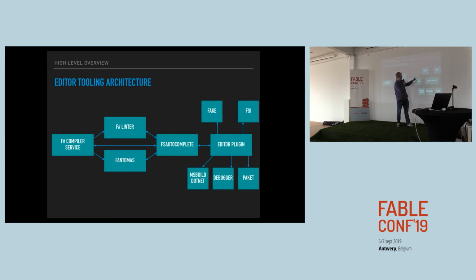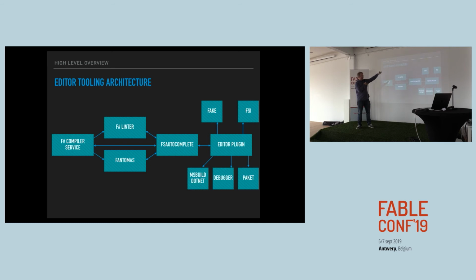And then on top of FS Autocomplete, which has an established communication protocol, there is some contract. On top of that, we can put an editor plugin, either Visual Studio Code in case of Ionide, or Emacs or Vim or anything else you want to do, and you can use it from the command line too if you're doing something nice. And editor plugins are connected not only with FS Autocomplete but also with other tools like Fake, like FSI.